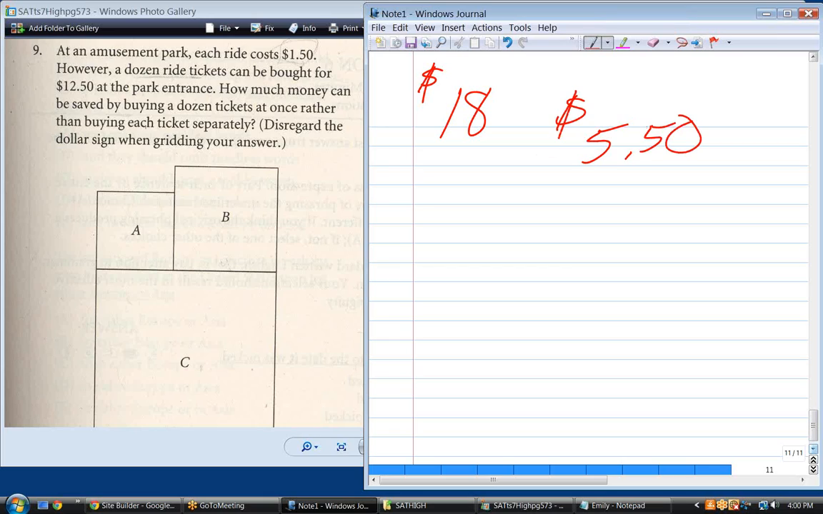Now the question is, how much money are you saving on a dozen ride tickets, or per ticket? Oh, so it's 5.5. Never mind. I'm having to reread it to find out. How much money can be saved by buying a dozen tickets at once rather than buying each ticket separately? Yeah, I would say 5.50 is the answer.